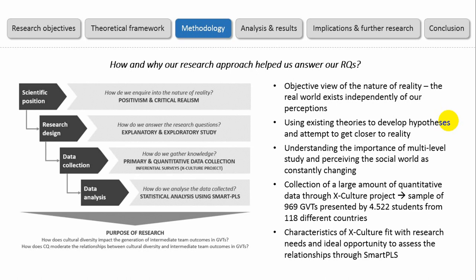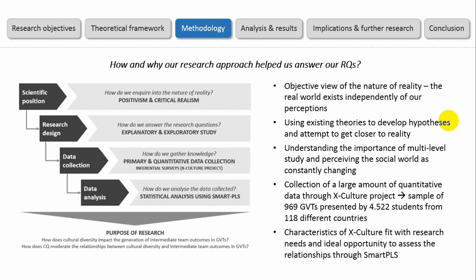The explanatory part covers our first research question about the impact of cultural diversity on intermediate team outcomes in global virtual teams, where we either confirm or reject the results found by the meta-analysis conducted by Stahl et al. The exploratory part covers our second research question, where we attempt to explore the moderating effects of cultural intelligence on the relationships between cultural diversity and the intermediate team outcomes.